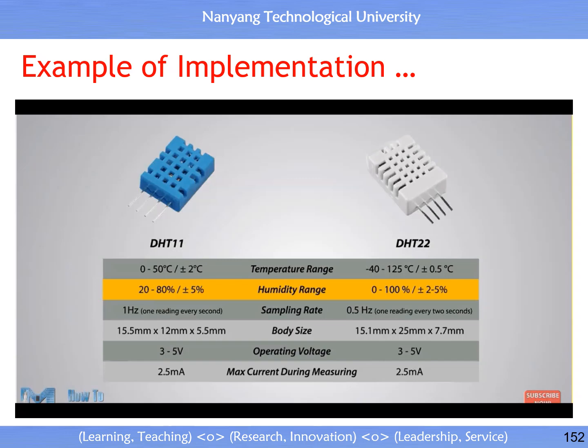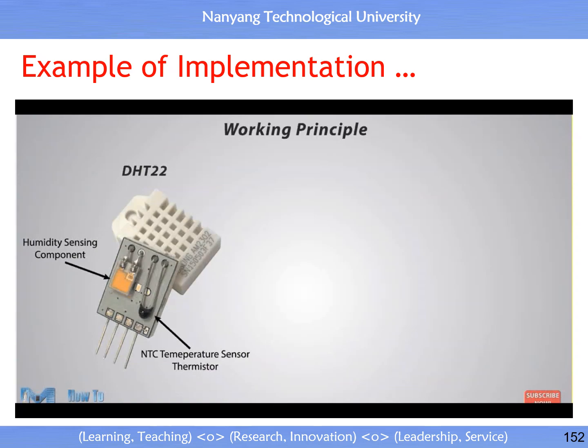There are two specifications where the DHT11 is better than the DHT22. That's the sampling rate, which for the DHT11 is 1 Hz or 1 reading every second, while the DHT22 sampling rate is 0.5 Hz or 1 reading every 2 seconds. And also, the DHT11 has smaller body size. The operating voltage of both sensors is from 3 to 5 volts, while the maximum current used when measuring is 2.5 milliamps. Okay, now let's see how these sensors actually work.